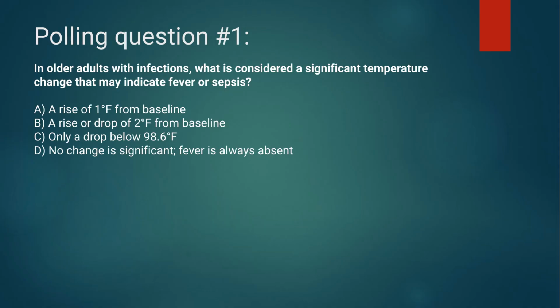For today's first polling question, we'd like to know, in older adults with infections, what is considered a significant temperature change that may indicate fever or sepsis? A. A rise of 1 degree Fahrenheit from baseline. B. A rise or drop of 2 degrees Fahrenheit from baseline. C. Only a drop below 98.6 degrees Fahrenheit. D. No change is significant. Fever is always absent. The correct answer is B. A rise or drop of 2 degrees Fahrenheit from baseline.